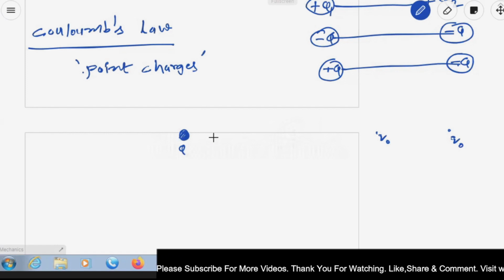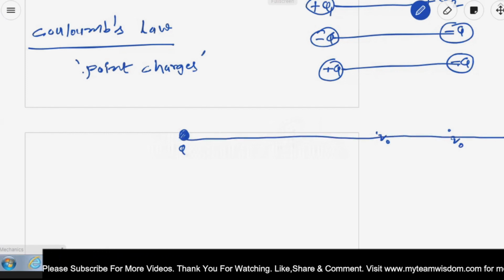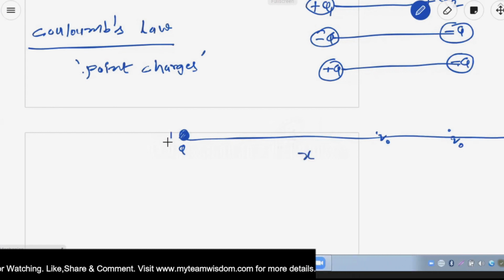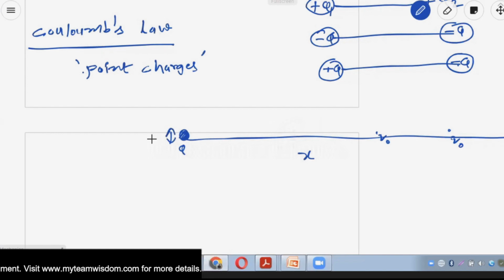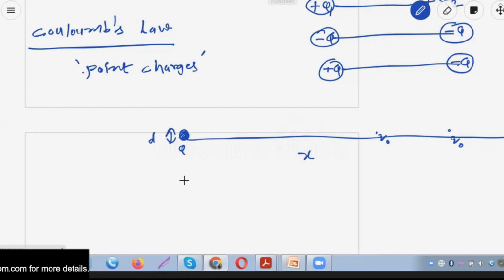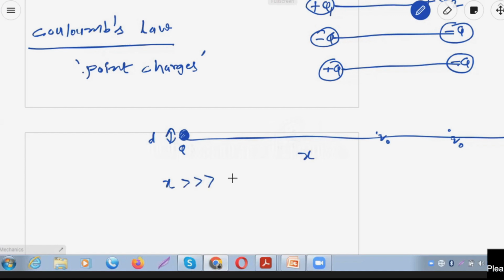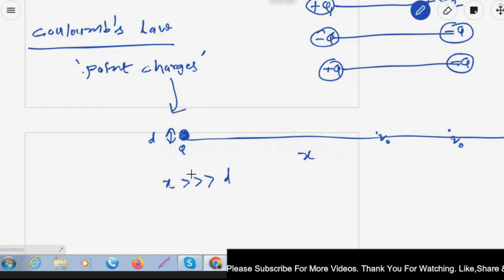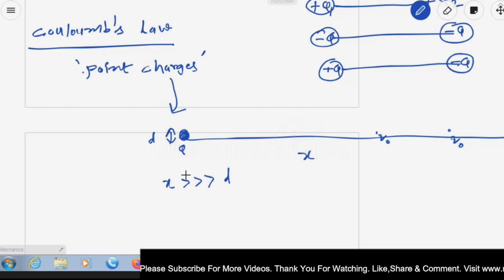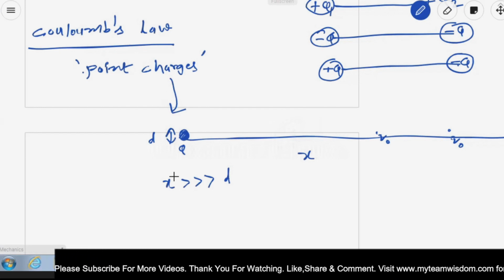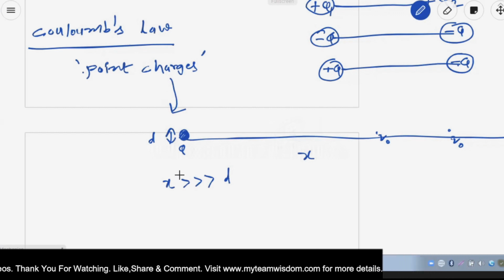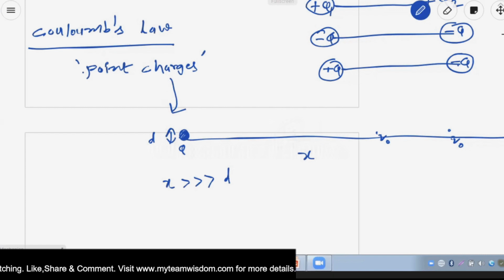When you compare this interacting distance, let us say x, with the finite size of the charge, let us say small d, if x is much larger than small d, then you can say that it is a point charge. The dimension of the charge is very small compared to its influencing distance on another charge. Are you getting my point? So that is called a point charge.